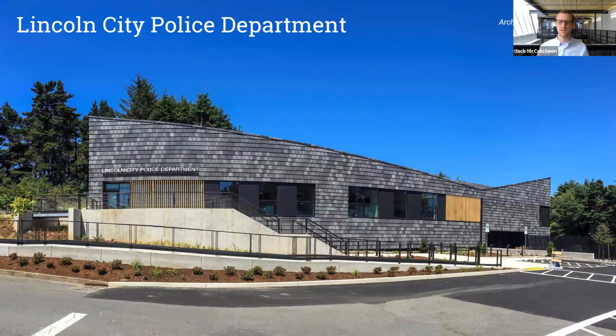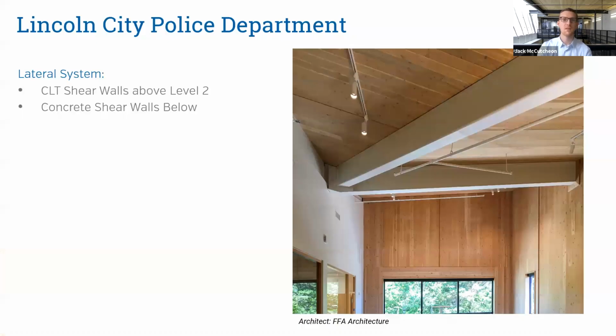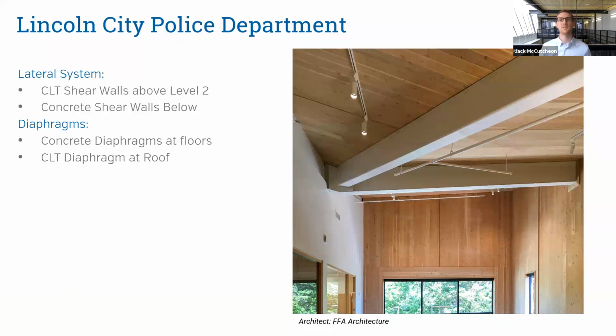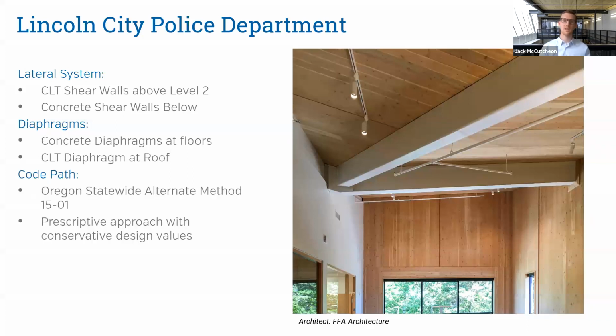So the next project is the Lincoln City Police Department. This is a smaller building we did with FFA Architecture out in Lincoln City, obviously. The lateral system uses CLT shear walls above level 2 and concrete shear walls in the level below. We used the CLT panels at the roof as the diaphragm system. And for this project, we pursued the Oregon Statewide Alternate Method 1501 as the code path here.